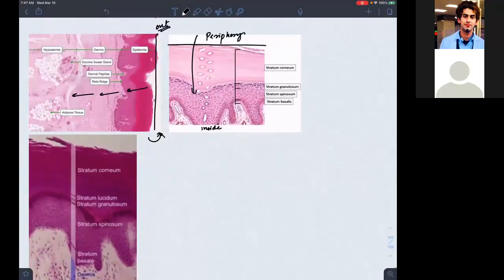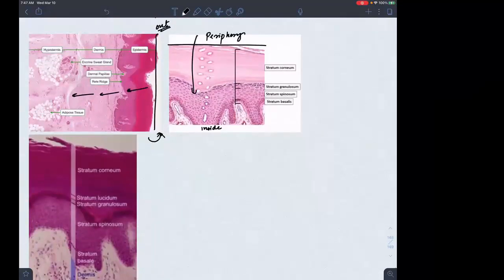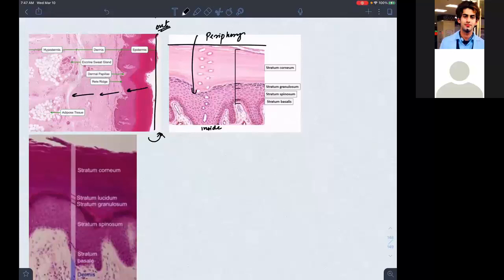So the first thing I want to tell you, the basic concept which you should understand, is what the layers are. How to remember? The first layer which we will be tackling is stratum corneum. Okay. First you should write like this.